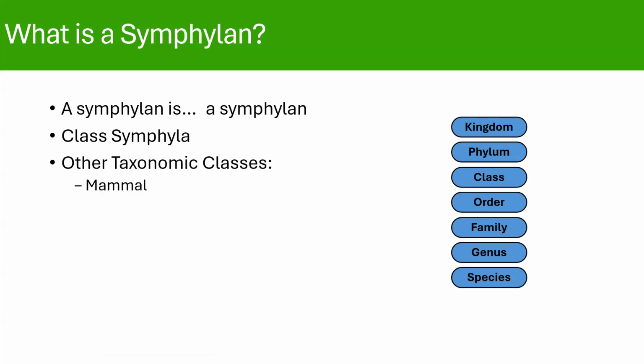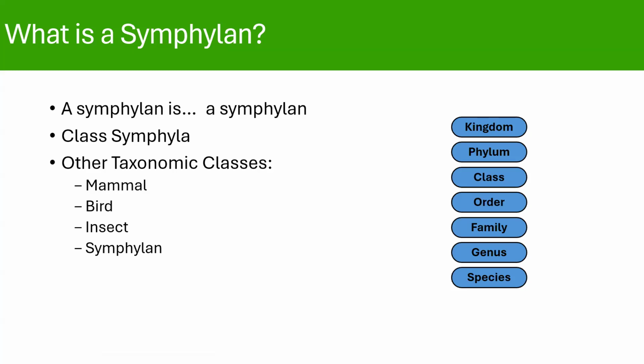It's up there at the same level as things like mammal, for example. Mammals are one class of organisms. Birds and insects are all classes, and Symphylan is actually a category on that level. So when I say a Symphylan is a Symphylan, I'm saying it's its own thing.